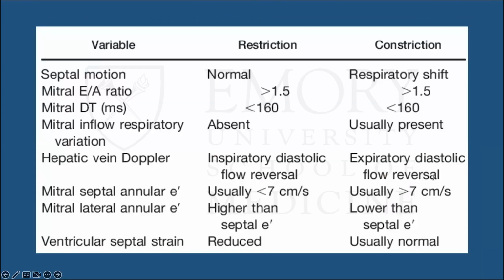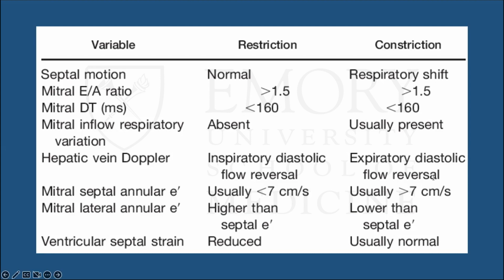So these are the big key things that we've talked about. In restriction and constriction, the big difference is that septal motion, right? It should be normal in a restrictive physiology, but in constrictive, it's going to change with respiration. Your E to A's are both going to be increased because of that rapid early diastolic filling. So your E to A ratio should be increased. And your deceleration time is shorter because the amount of time it takes to have equalization of those pressures is a lot shorter, and it's a lot quicker in both processes.